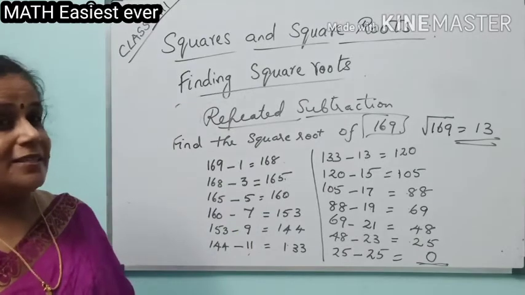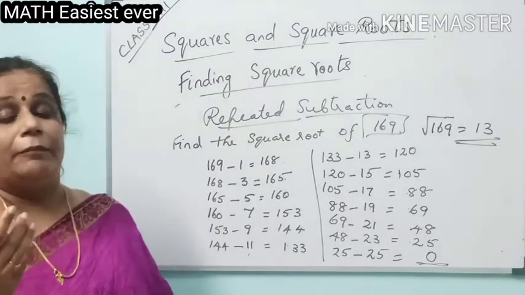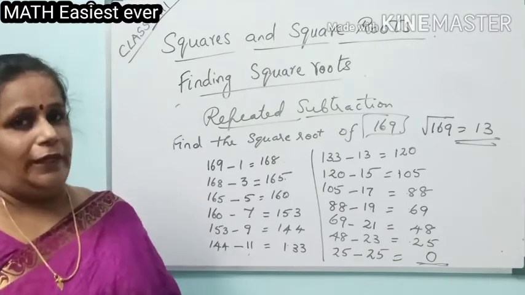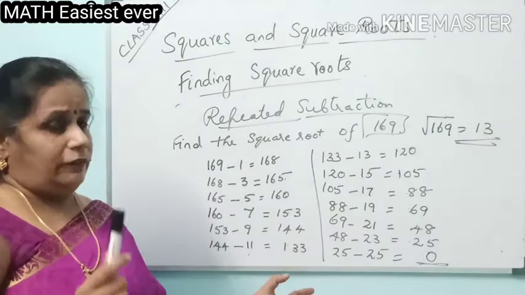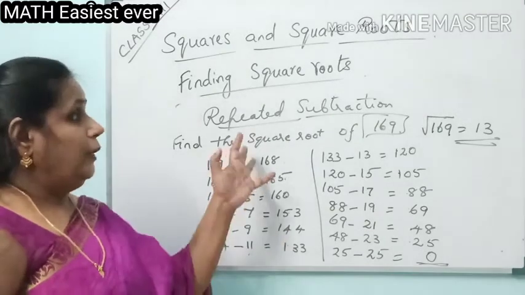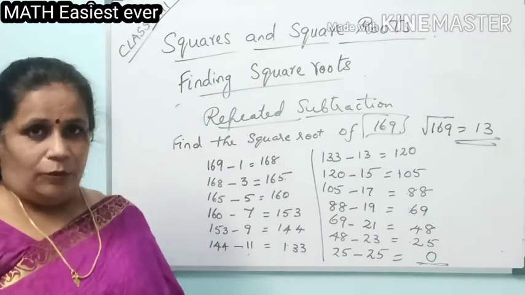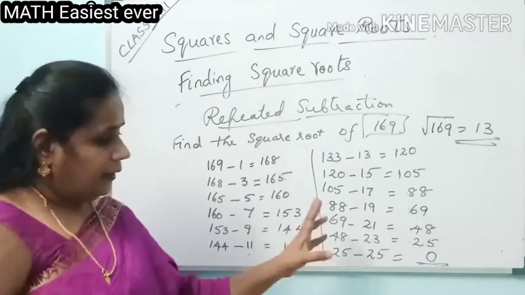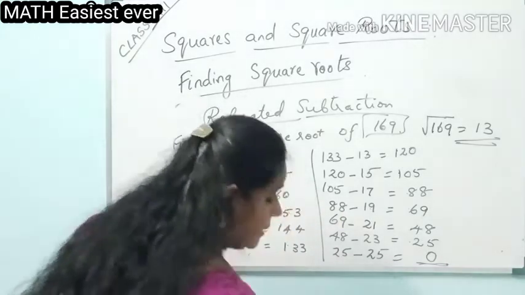But this is a time consuming method, isn't it? If you have very big numbers, you will be going on doing it. Okay. So it will be taking time. So if it is asked in the exam, do it with the repeated subtraction method. You have to do it in this method. So you have to go on subtracting with the odd numbers and get the answer. So we'll go for the next method.